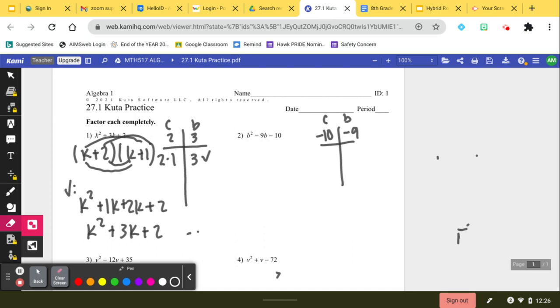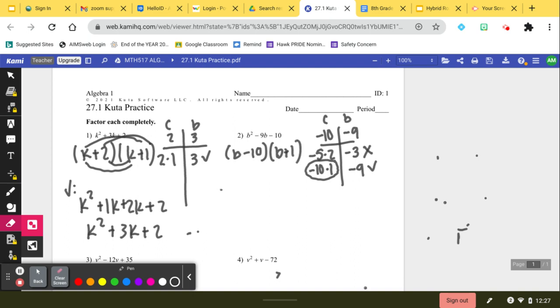So just thinking of factors of negative 10, I have negative 5 times 2. Adding those together, we get negative 3, so that's not going to work. What about negative 10 times 1? When I add them together, I get negative 9. So that means the two last terms of my binomials were negative 10 and 1. So we get b minus 10 and then b plus 1.